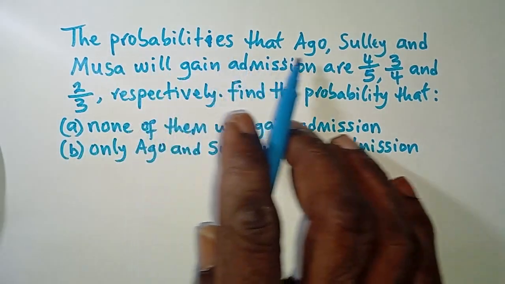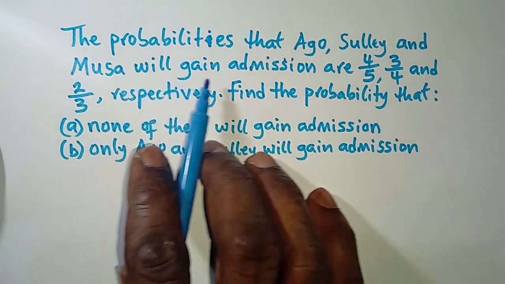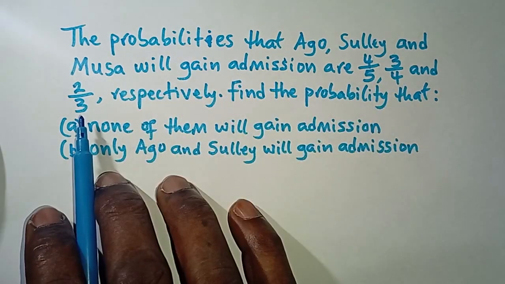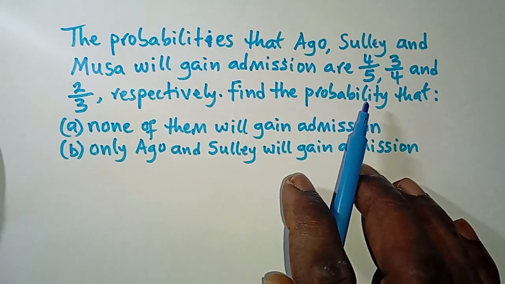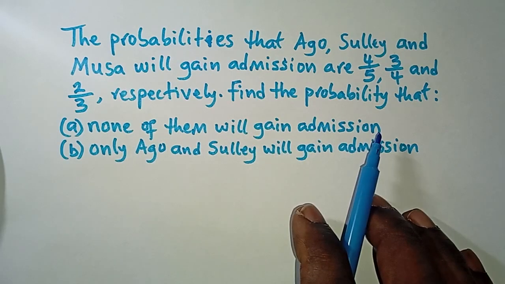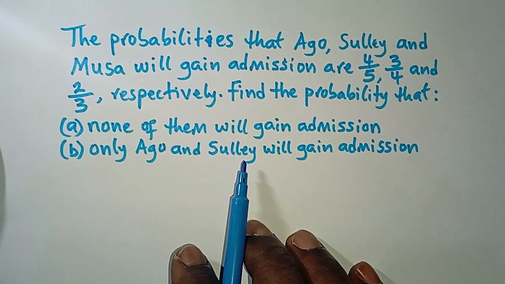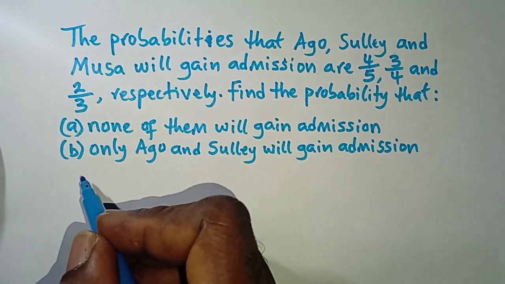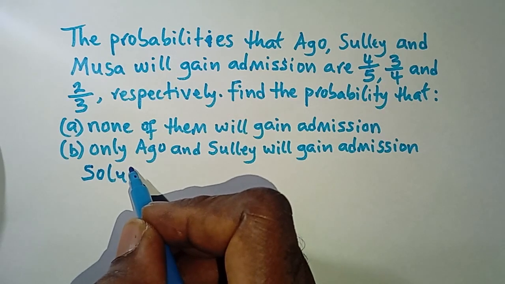The probabilities that Ago, Sule, and Musa will gain admission are 4/5, 3/4, and 2/3 respectively. Find the probability that A, none of them will gain admission. B, only Ago and Sule will gain admission. Now let's look at how to do this step by step.